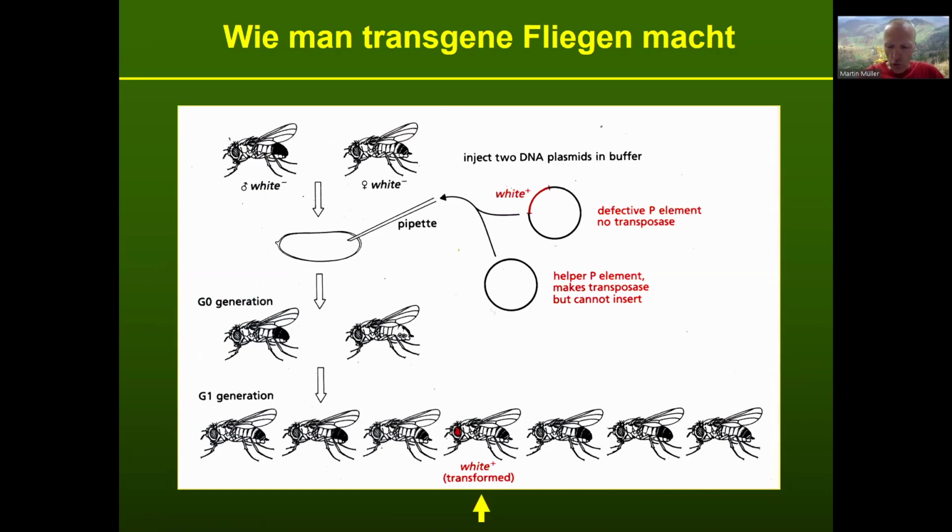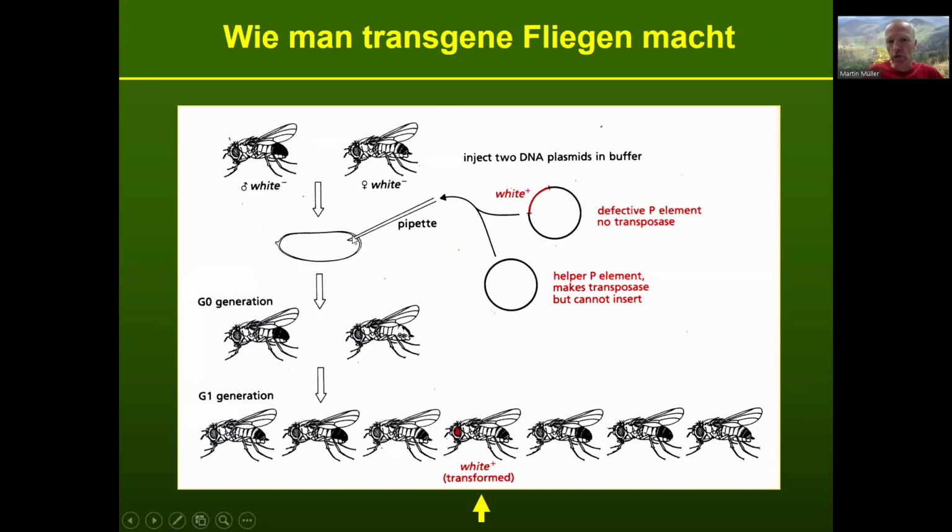I told you that our transposition marker is white. Here, the vector is a defective P element in a way, because it doesn't produce transposase. It's non-autonomous, in other words. Here we have the helper P element, which makes transposase, but it cannot insert because it doesn't have the P element ends. So you have a fly stock which has white eyes, white minus, we call it. It's null for white, it doesn't produce eye pigment, the eyes remain white.